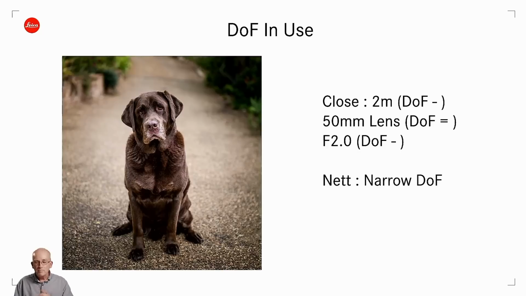Right, so in use, here's some examples of how I tend to think about these things. This is my dog. This was shot on the 50mm Summicron SL, the beautiful 50mm on the SL2. So it's close, so that's less depth of field, DOF minus. It's a 50mm lens, which is neither wide nor telephoto, magnification of 1, so no change. And it's f2, so depth of field, not much. And the net result is not much depth of field.